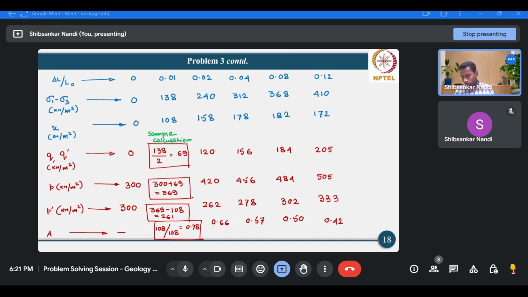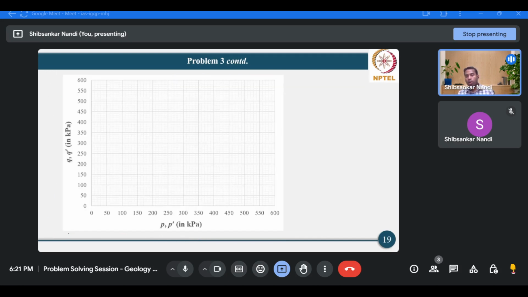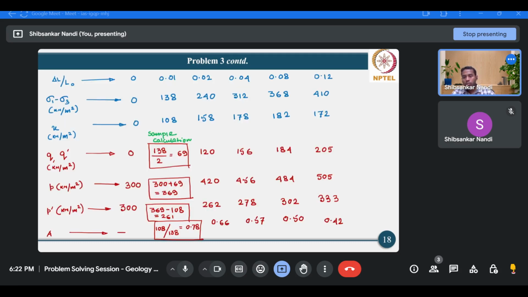Okay, so now once this data are with us, means q, q prime, p and p prime, then we can plot the stress path in terms of total and effective stresses. So it will start from this 300 value, 300 and 0. So for example, if we consider this one, q and p, so it will start from 300 0, then 369 69.